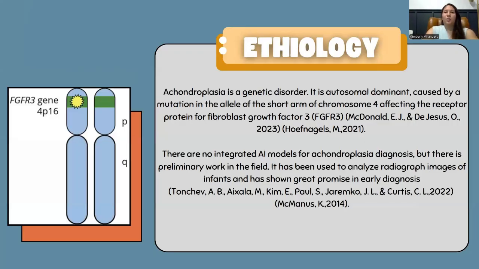Achondroplasia is a genetic disorder. It is an autosomal dominant disorder caused by a mutation in the allele of the short arm of chromosome 4, affecting the receptor protein for fibroblast growth factor 3.